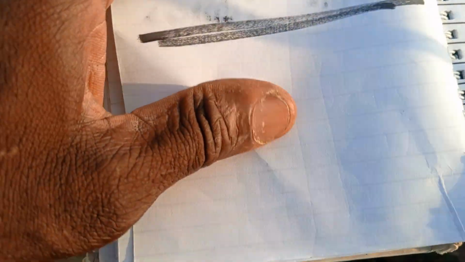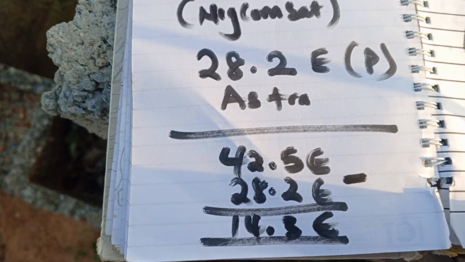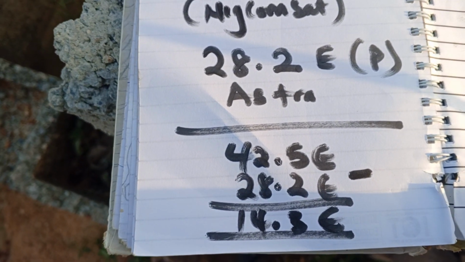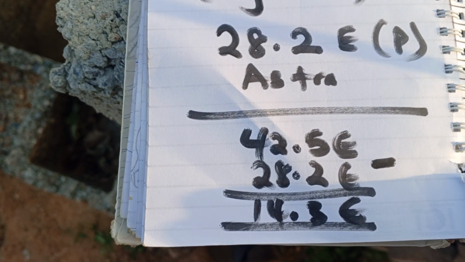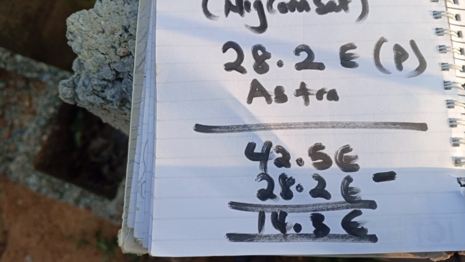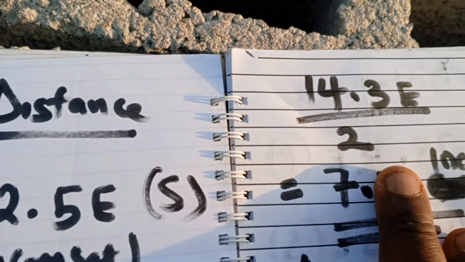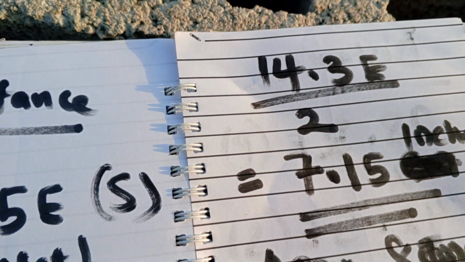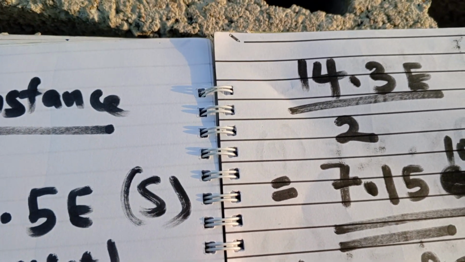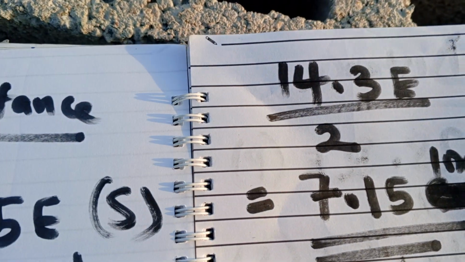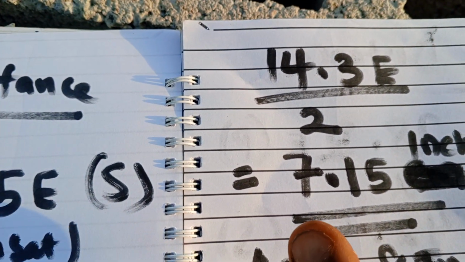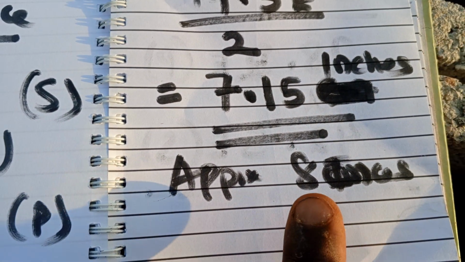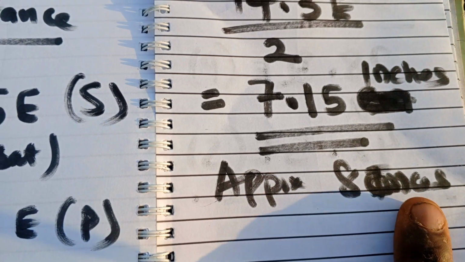So you can see if you use 42.5 less 28.2, you have 14.3. That 14.3, which is this. So by the time you have 14.3, since you are looking at two distances, use the average of two. You divide it, you have something like 7.15 inches, which is approximately 8 inches, not centimeter, 8 inches apart.